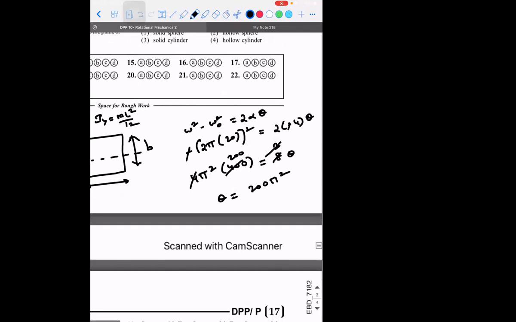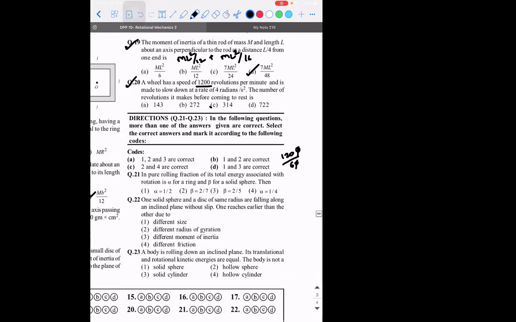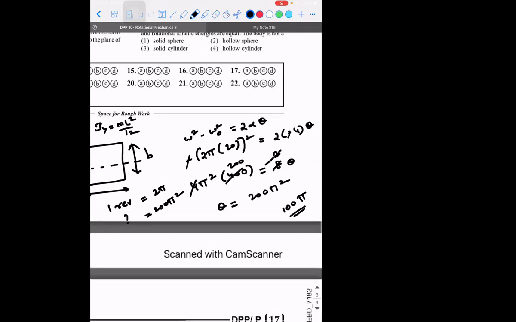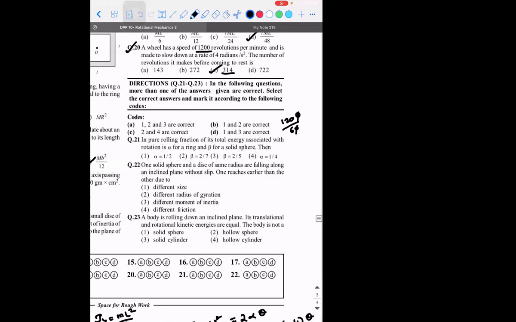So number of revolutions will be how much? Theta divided by 2 pi. That will be 100 pi. 100 pi is 3.14 into 100. Answer is 314. Did you understand how I did number of revolutions as theta by 2 pi? Because one revolution would have covered 2 pi radians. So 200 pi square radians would have covered how many revolutions? It is 200 pi square divided by 2 pi. That will give you 100 pi. Pi is 3.14, so 3.14 into 100 is 314. Clear?